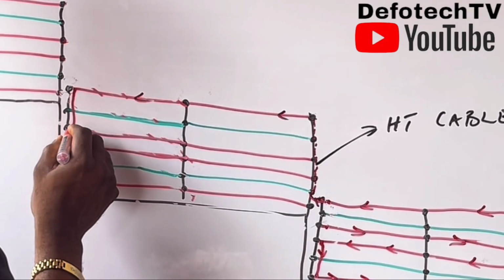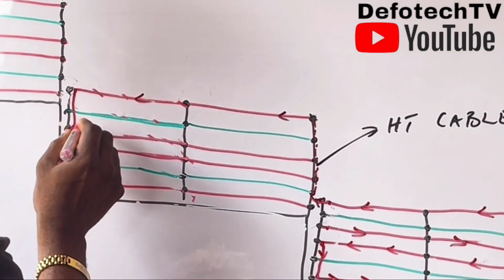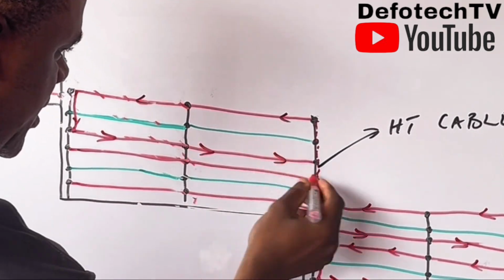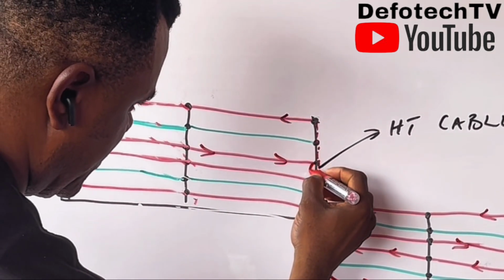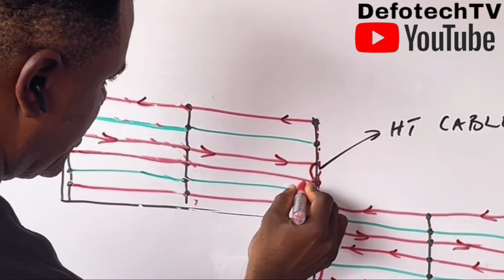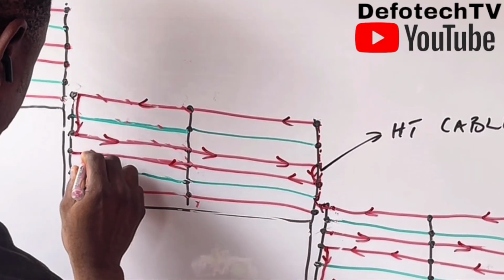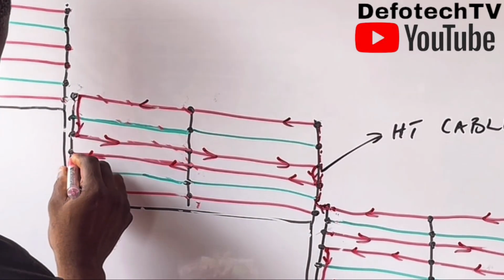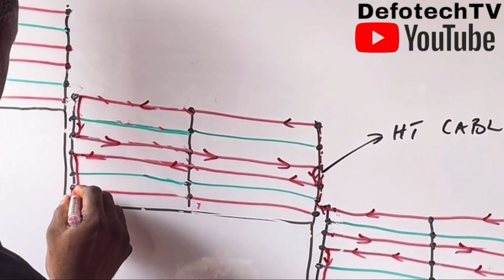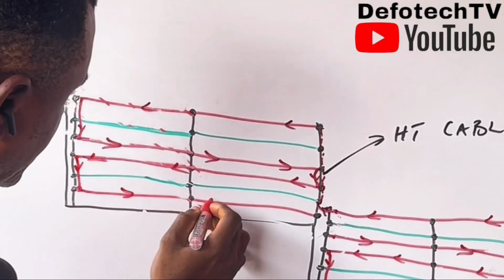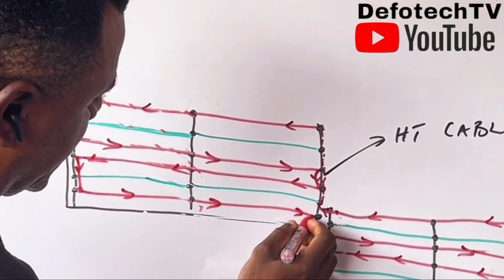We'll go to number 3. This gets here, it gets from here. We go to number 4. This gets here, it goes to number 6. You are looping it, and this one moves all the way and gets here.